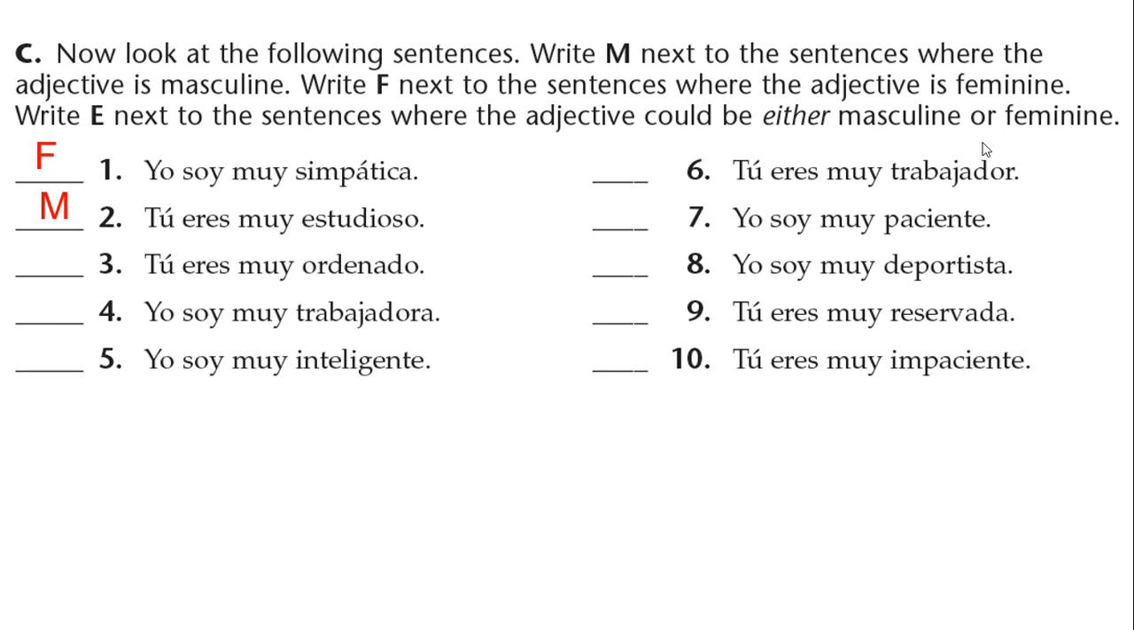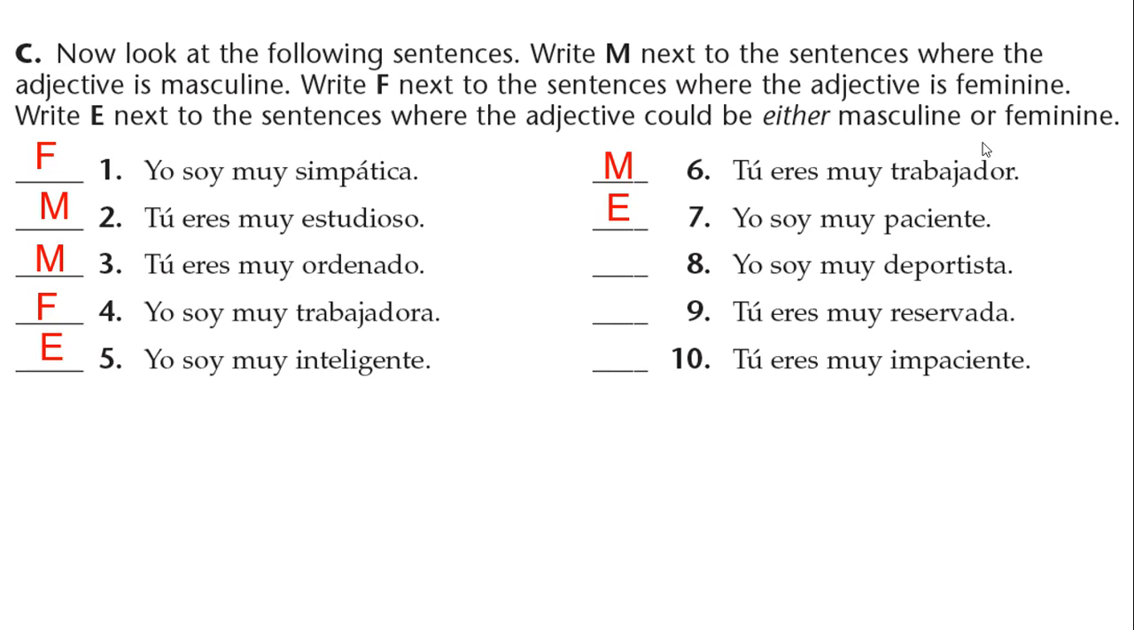Go ahead and pause the video, do the next few examples, and then restart the video and check your answers. You should have tú eres muy ordenado is masculine. Yo soy muy trabajadora is feminine. Yo soy muy inteligente. This one we can't tell. Inteligente could be describing a male or a female, so it could be either. Tú eres muy trabajador. That is masculine. Trabajador is the masculine form. Yo soy muy paciente. That one could be either. We don't know because paciente could be for both.